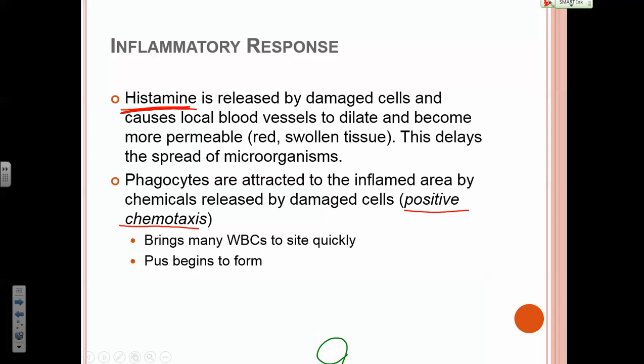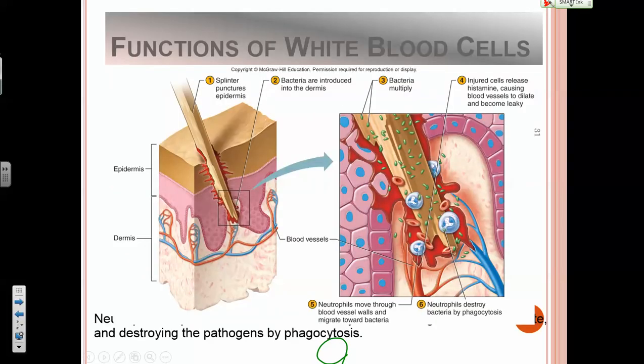The combination of the fluid release and the white blood cells and the pathogen, I know it's gross, but that's what pus is. It's the combination of all of that. So here you see a splinter causing a little infection. The little green things are bacteria, and you can see some neutrophils coming in to engulf that.